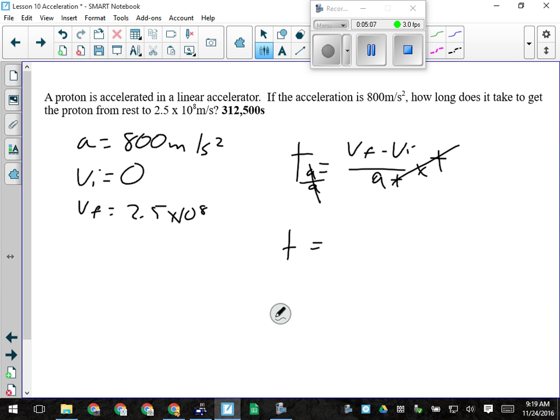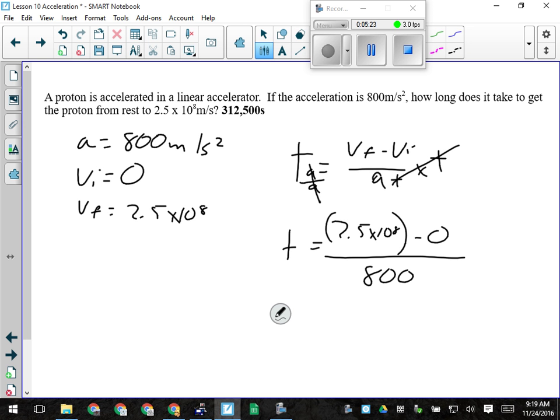So T equals then 2.5 times 10 to the 8. You have to treat that like you did Avogadro's number in the last unit. You've got to put it in brackets, use the EXP. And since VI is 0, that makes it easier. Then divide that by 800.